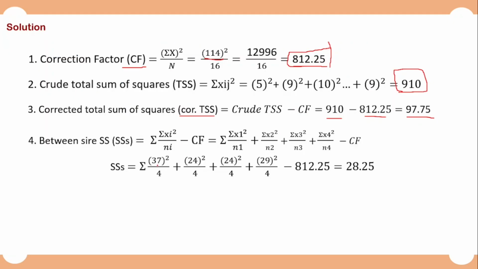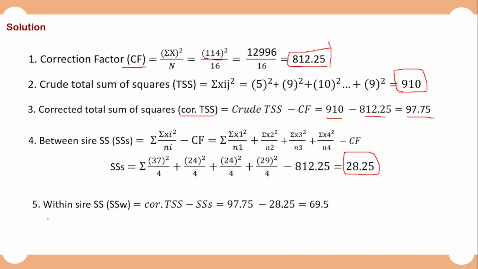We will put all of this information in the formula. So first we will write 37, that is the sum of x1, square it and divide it by 4, plus the sum of x2, which is 24 squared, plus the sum of x3, that is also 24, and at the end the sum of x4, that is 29. So after calculation you will get 28.25, that is the sum of squares between sires.